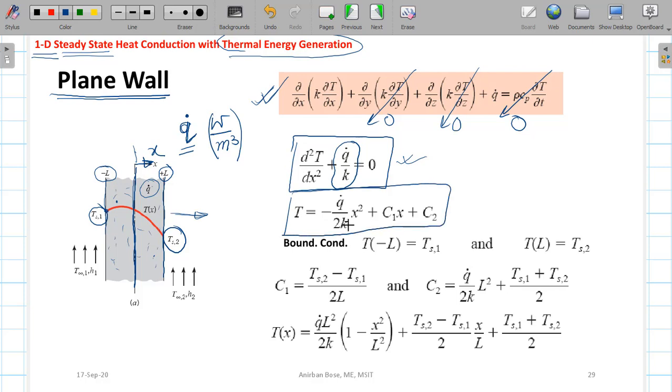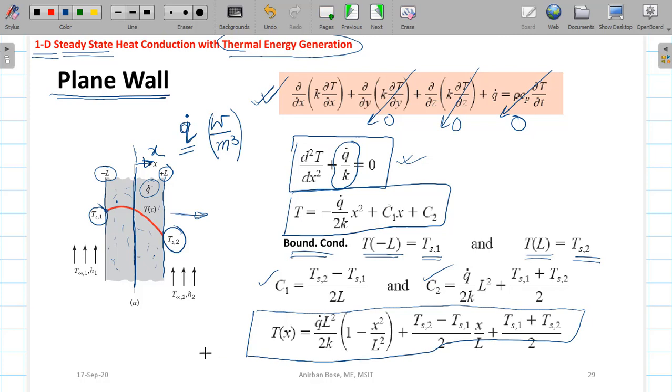And to find out these constants C1 and C2, definitely you need the boundary conditions. And again, if we consider the Dirichlet boundary condition, that at x is equal to minus L, the temperature is Ts1, and at x is equal to L, temperature is Ts2. You just simply put it here, you can solve C1 and C2. So these are the values of C1 and C2, and if you finally put the values of C1 and C2 here, you will get this is what is the temperature field that you can find out.